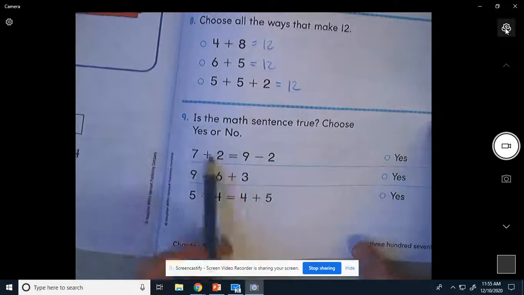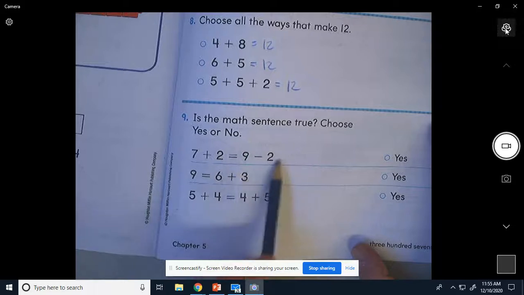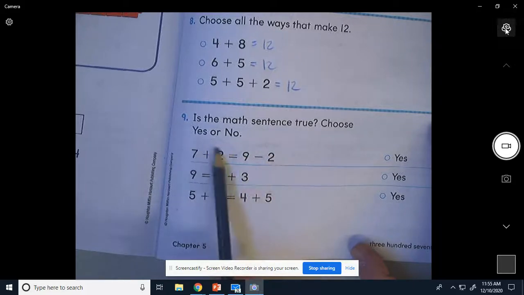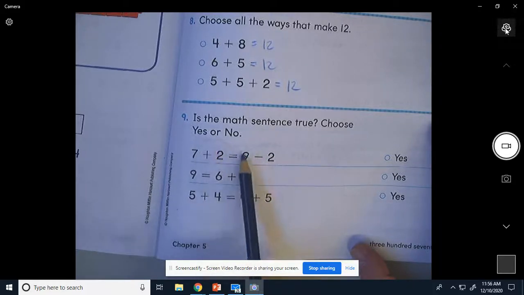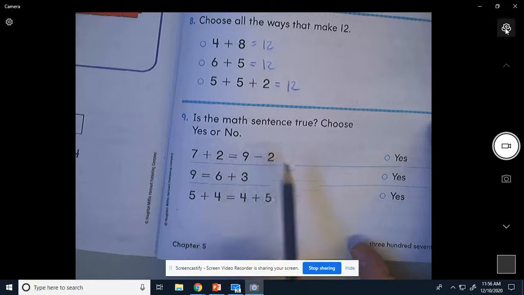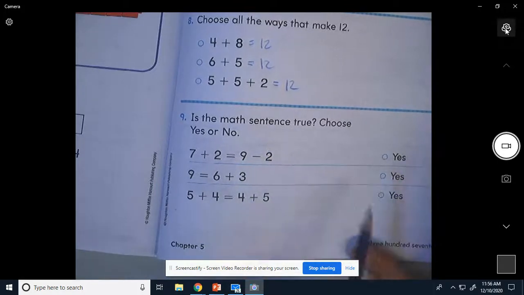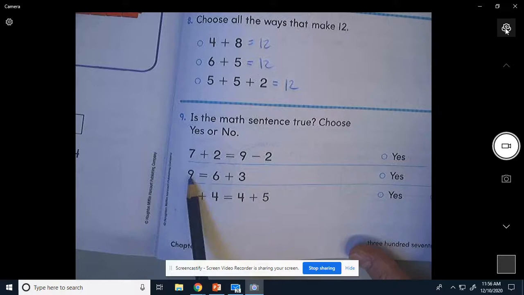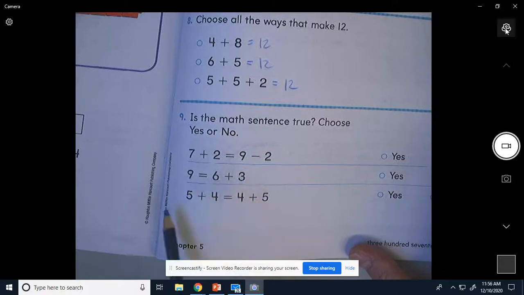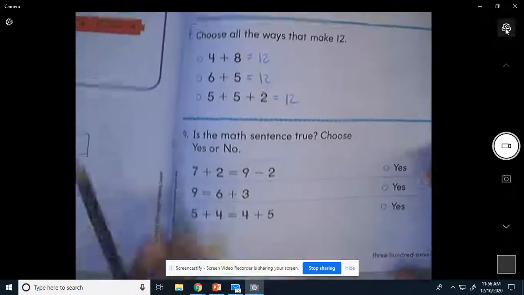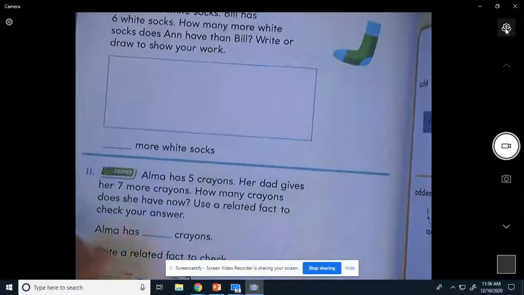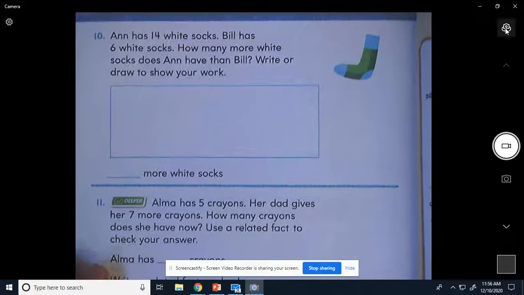Choose yes or no. Does this side, we did this yesterday, does this side equal the same thing as this side? When you add this side up, you'll put your number up here. When you subtract this side, you'll put your number up here. Do they equal the same, yes or no? Same with this. Does 9 equal this? Does 5 plus 4 equal 4 plus 5? Okay, you guys know how to do that for sure. All right, now let's look at this one.